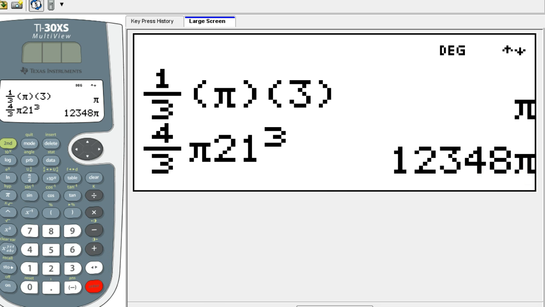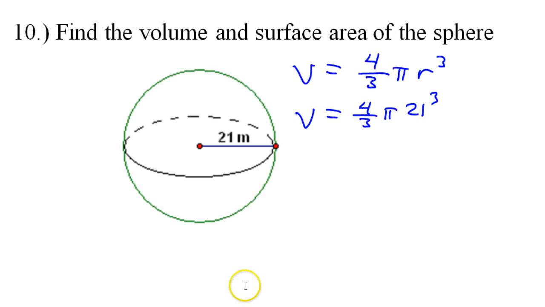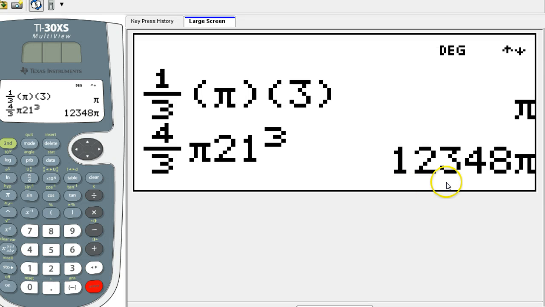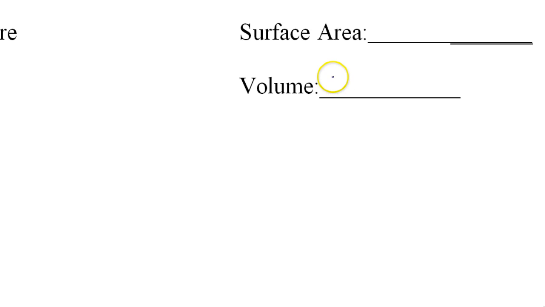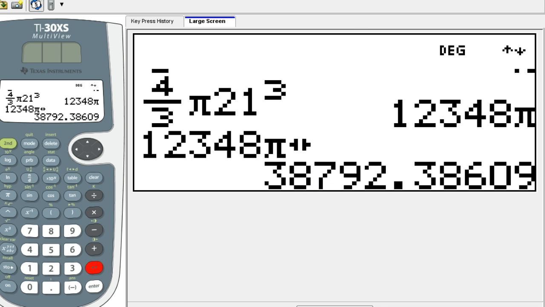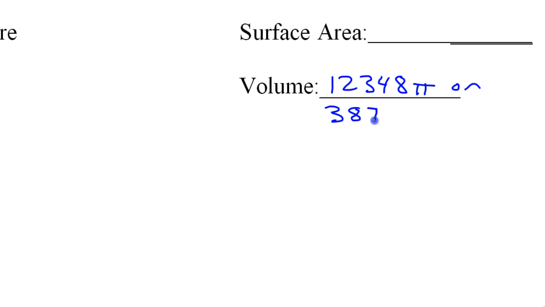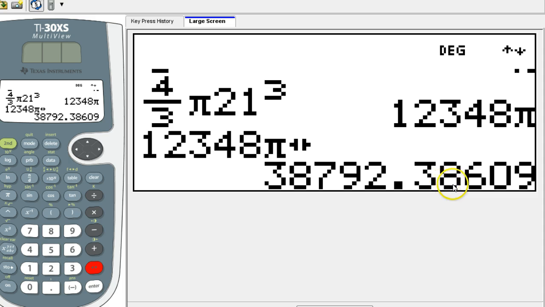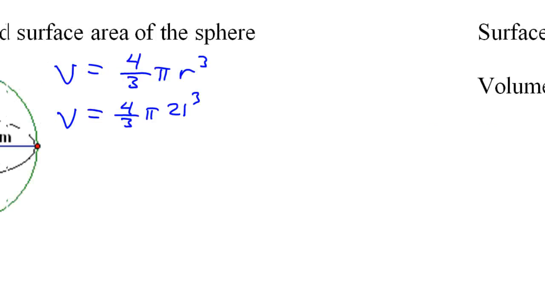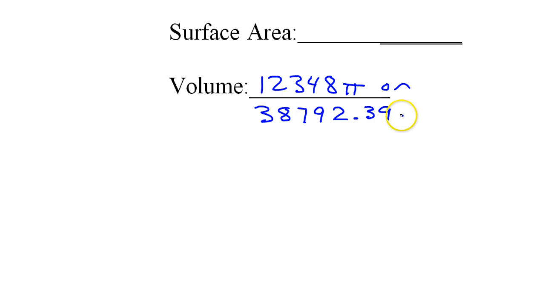But we are being asked for decimals. You know what? I better write it down. Somebody is going to give me an exact answer, and I'm going to need to know what it was. Okay, so anyway, back down to business. That's 38,792.39. Got to round up. Units, meters. So these will be cubic meters.